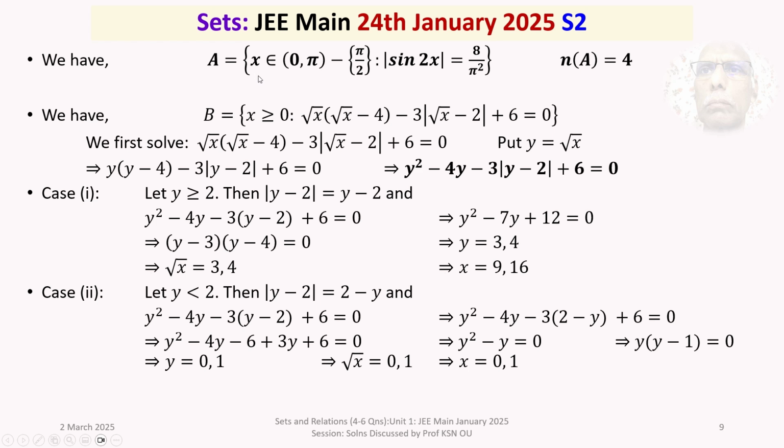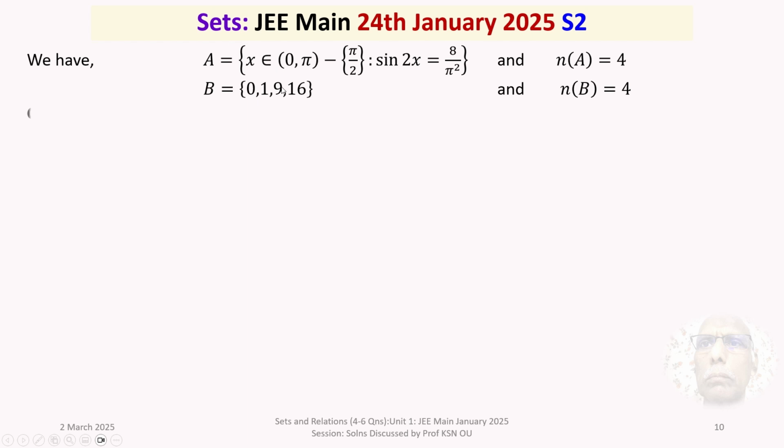So what are you trying to say? 9 and 16 and 0 to 1? That is B. B is the set consisting of 0, 1, 9, 16. Those are the solutions. So n of B is 4. And in this we have already noticed 0, 9, 16 doesn't belong to A. Only the question is whether 1 belongs to A or not. That means what are you trying to say? How many elements are there common to A and B? That we discuss in the next slide.